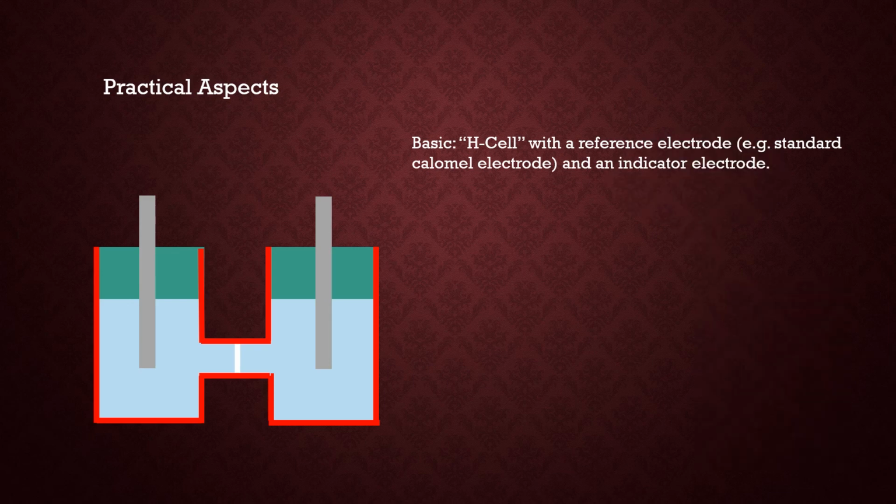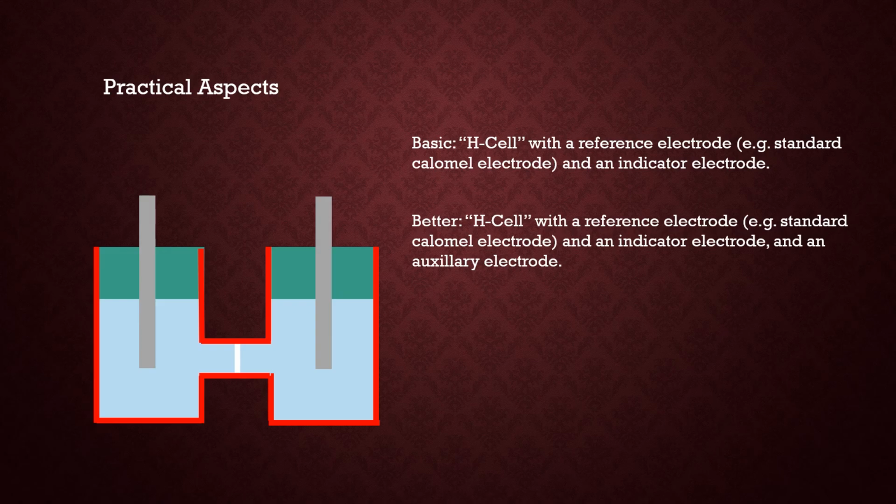And the flaw is that you don't ever want to have current running through a reference electrode like the standard calomel. So there's an improvement on the basic electrode arrangement. And that is to introduce a third electrode which carries the current. So in doing so, we do that little setup. We have the reference electrode in one chamber, we'll have the indicator electrode in the opposing chamber, and then we'll introduce an auxiliary electrode into the same chamber as the indicator electrode.